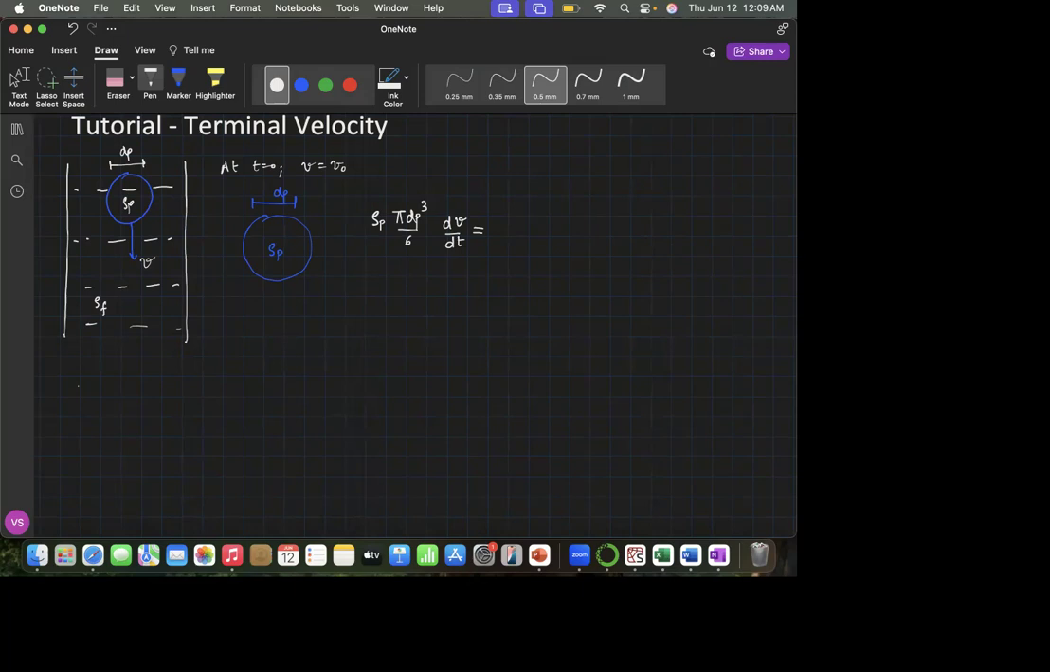So now there are three major forces that are acting on this particle. The first very obvious force is the force of gravity, which is trying to pull the particle down. So that's nothing but rho p times pi dp cubed over 6 times g, right?